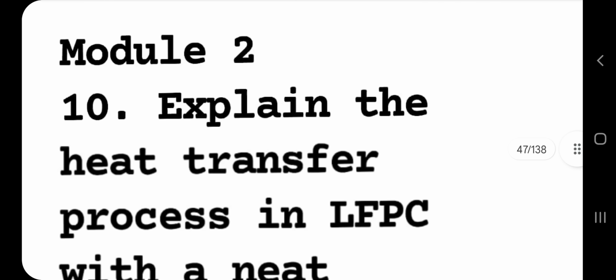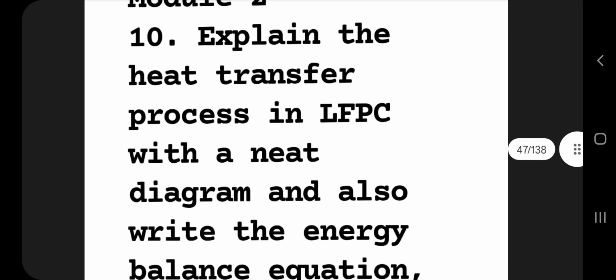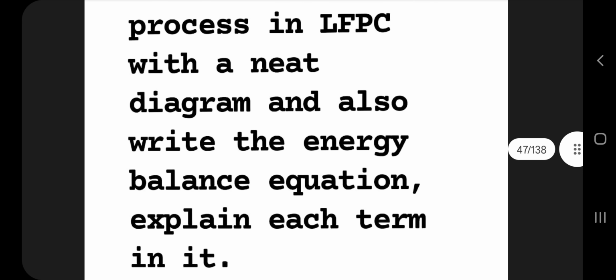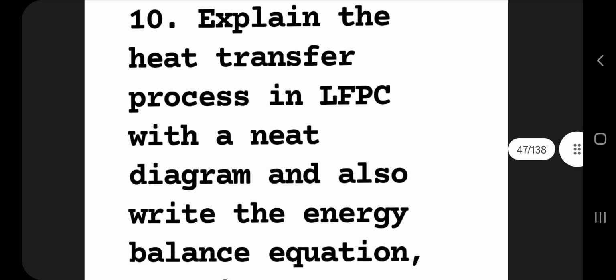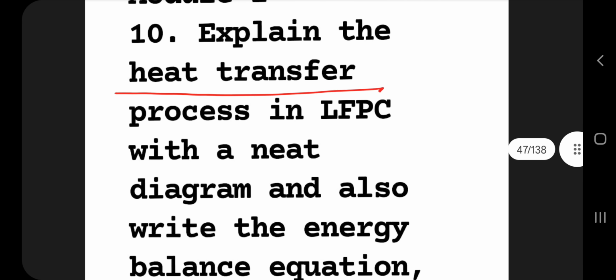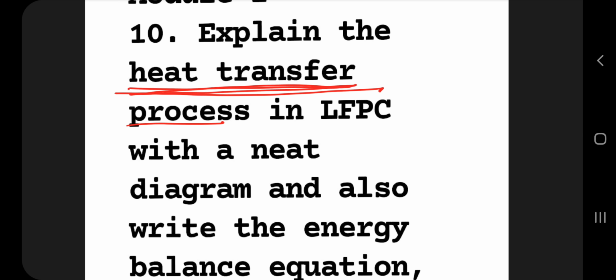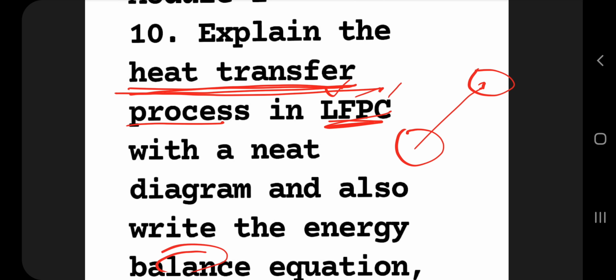Okay, next one: explain the heat transfer process in LFPC with a neat diagram, and also explain the balance equation and explain each term in it. Three things we have to do. Explain the heat transfer process. What does heat transfer mean? There is a point A, there is a point B. If the heat is transferred, that is called heat transfer. LFPC is the liquid flat plate collector, very simple. And write the balance equation.